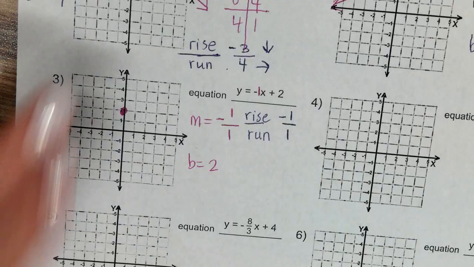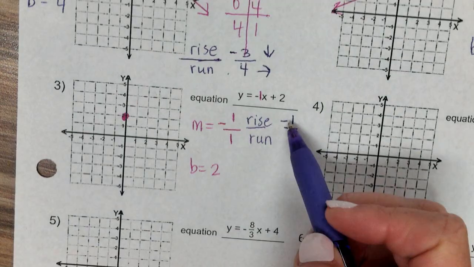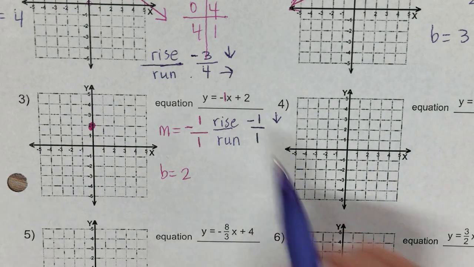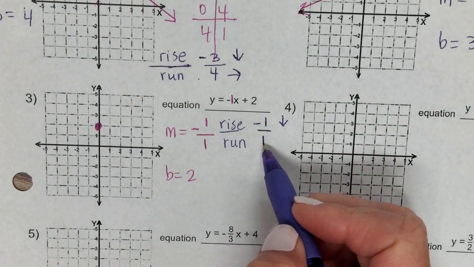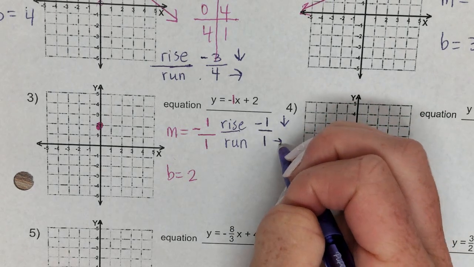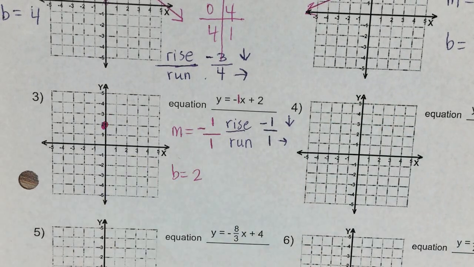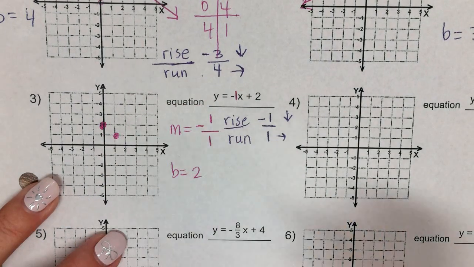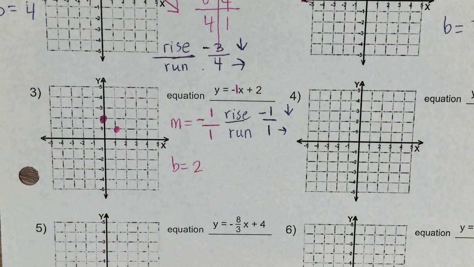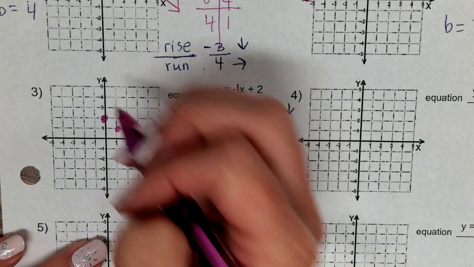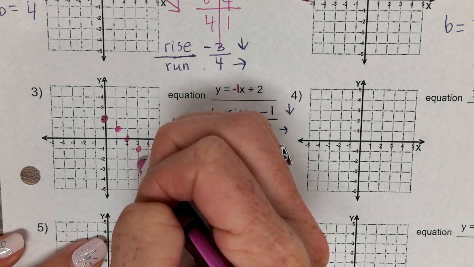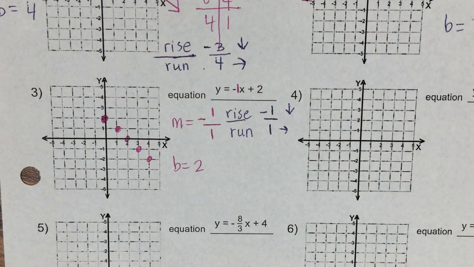All right, rise goes up and would negative be up or down? So I'm going to go down 1. My run is going left to right. Since it's positive, would I go left or right? Right. So from this dot, I'm going to go down 1, right 1. There's my next dot. And you can keep going and continue that pattern: down 1, right 1, down 1, right 1. You can literally keep going. You don't need that many dots, but you can do as many as you want.